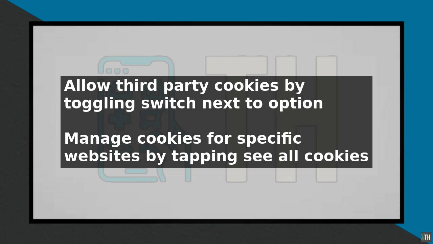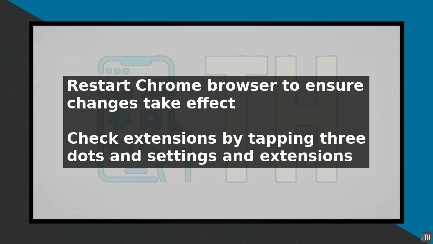It is also important to check if any extensions are blocking cookies. To do this, tap the three dots in the top right corner of the screen. Then tap Settings, and finally tap Extensions. If you have any extensions installed, toggle them off and on to see if they are blocking cookies.